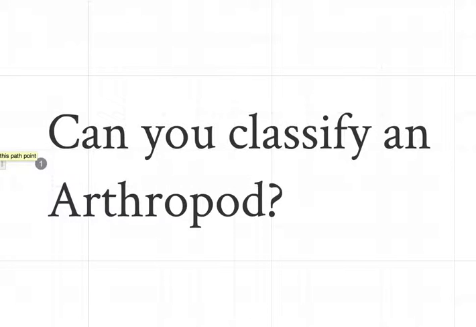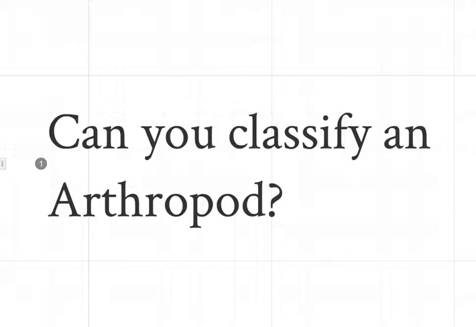Classification of animals and plants and how a classification system works. Last week we spent some time looking at classifying vertebrates, and this weekend we're going to have a look at how to classify invertebrates, specifically arthropods. We're going to use the physical characteristics of an arthropod to determine what order and class it belongs to.